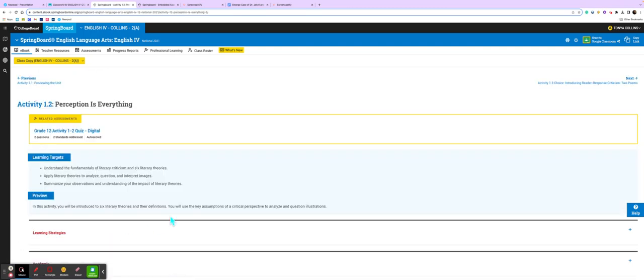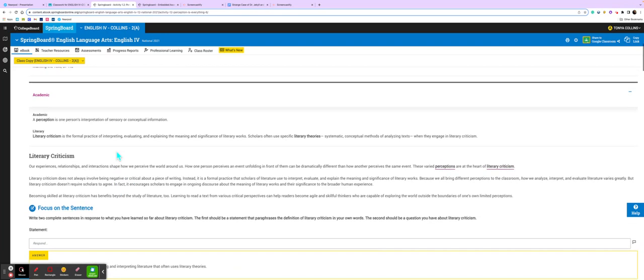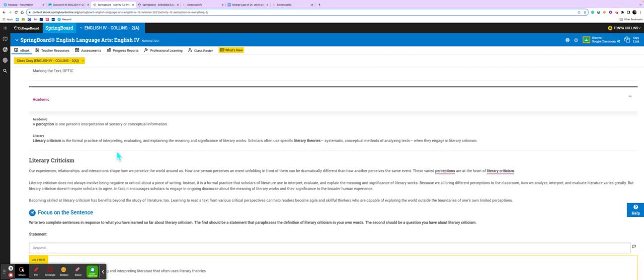Okay, after you finish Activity 1.1, I want you to go to Perception is Everything, which is Activity 1.2. And I want you to read the learning targets and preview in your group. Next, I want you to review the academic and literary vocabulary. And I want you to brainstorm in your group words to define the concepts of perception, literary criticism, and literary theory.